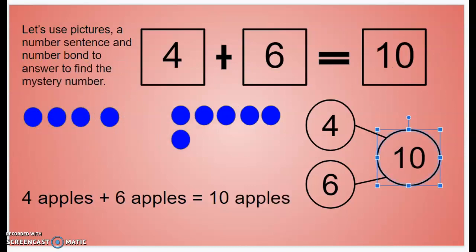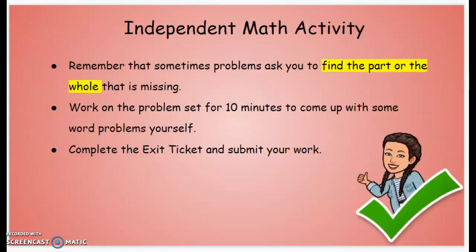So here I filled out my number sentence, my number bonds to show the total, the whole that was missing, like the mystery number that was missing, and my pictures. And of course, I used my units to answer the question. 4 apples plus 6 apples equals 10 apples.